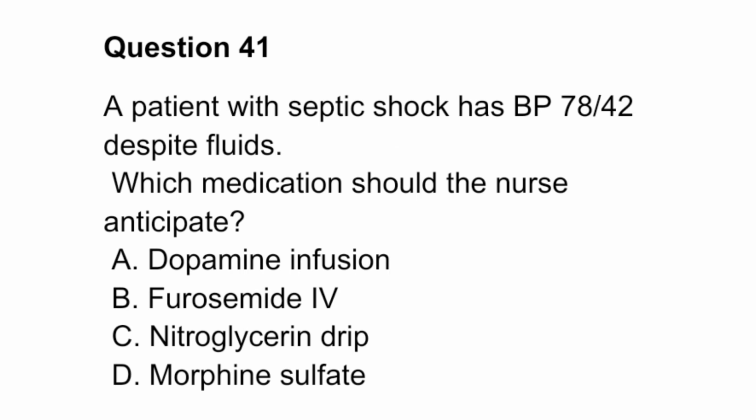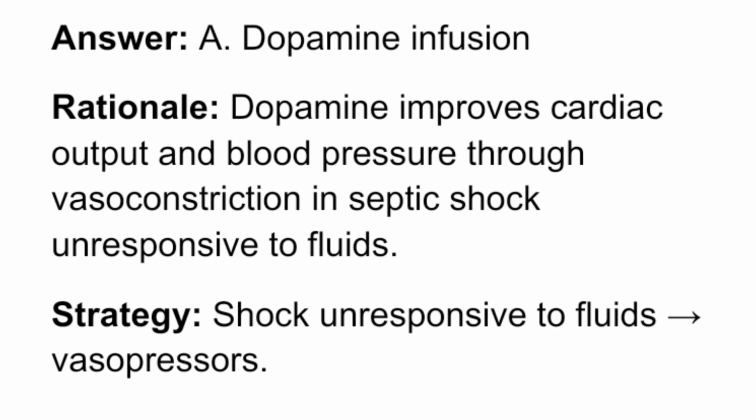Question 41. A patient with septic shock has BP 78/40 despite fluids. Which medication should the nurse anticipate? A. Dopamine infusion. B. Furosemide IV. C. Nitroglycerin drip. D. Morphine sulfate. Answer: A. Dopamine infusion. Rationale: dopamine improves cardiac output and blood pressure through vasoconstriction in septic shock unresponsive to fluids. Strategy: shock unresponsive to fluids, vasopressors.